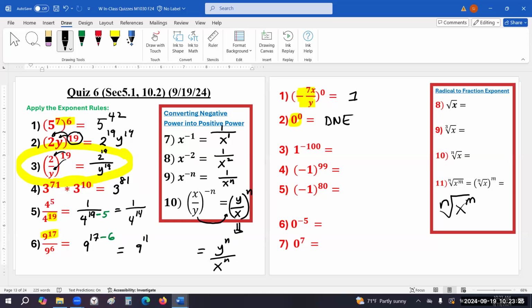Roger, next one. 1 to the negative 100 power. What is 1 to the any power? 1. So it doesn't matter what you have. Positive 100, negative 1000, we don't care. 1 to the any power is 1.